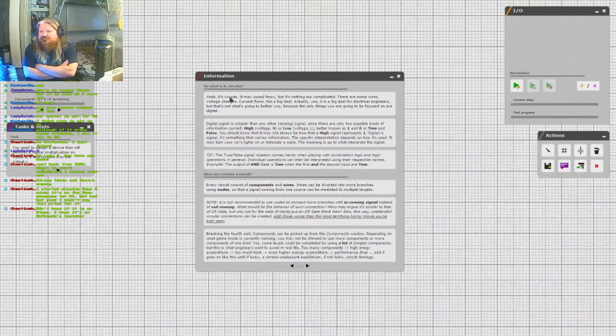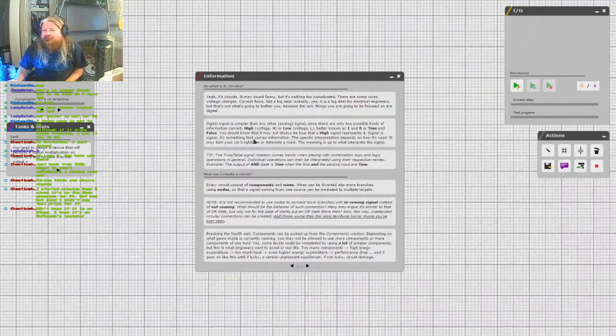Because the only thing you are going to be focused on are digits. Or digital. Digital signals are simpler than any other analog signals since there are only two possible kinds of information. High voltage or low voltage. Better known as ones and zeros or true and false.